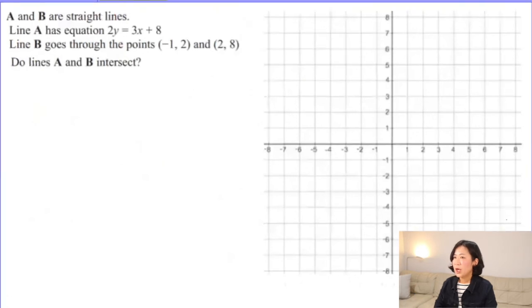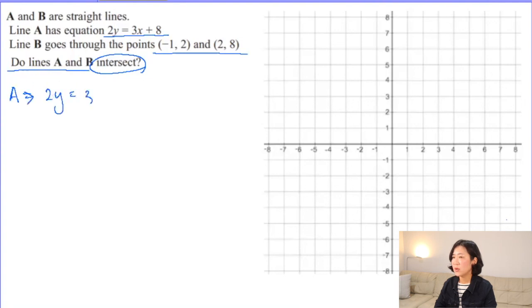Now, A and B are straight lines, and line A has an equation, and line B has only 2 points. So now we need to figure out whether the two lines intersect. That means they meet. So for finding this, we need to work out our equation first. Line A's equation is 2y equals 3x plus 8. Then change this equation into the standard form. Divide by 2. y equals 3 halves x plus 4. Then we have the equation of A.